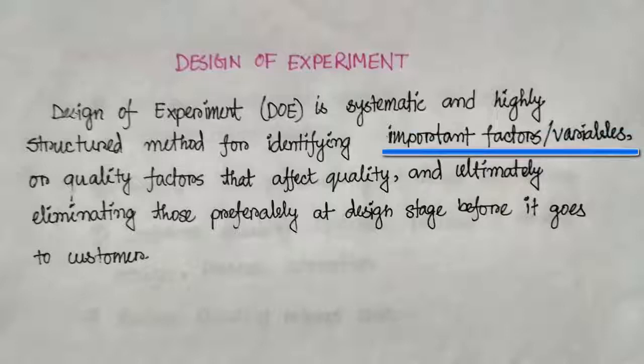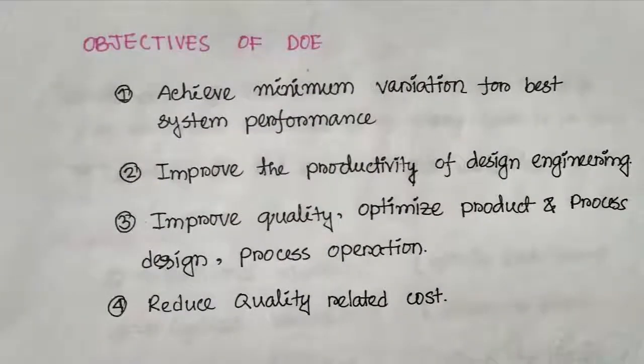Important factors could be managerial skills, operator skills, or production factors that directly or indirectly affect quality. Why should we identify those factors? To find those factors so that we can eliminate them. So we can derive that the objectives of DOE are having minimum variations, improving productivity at design stage, improving quality, optimizing product, process design and process operation, and reducing quality related cost.